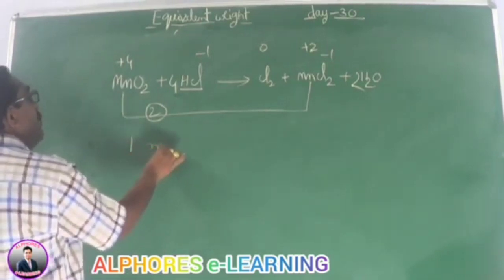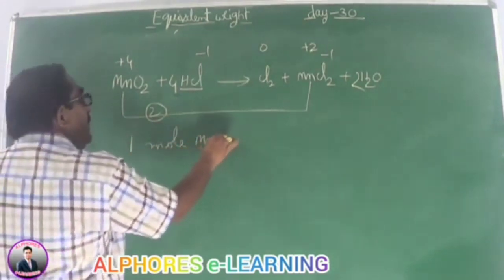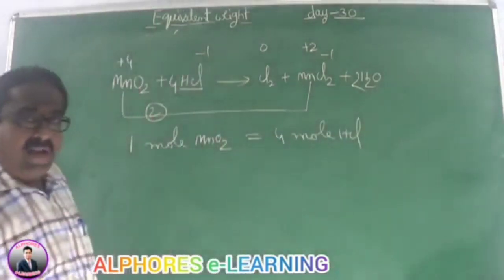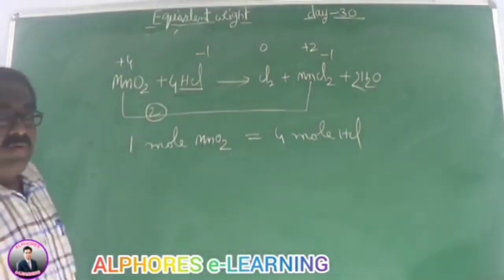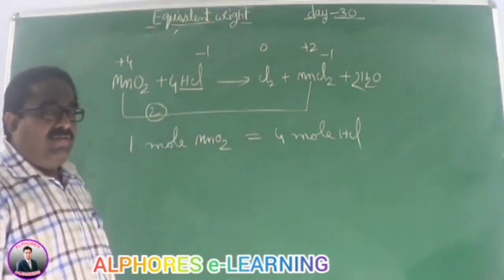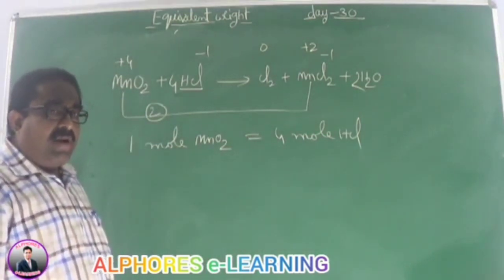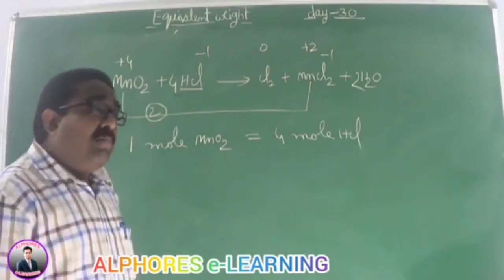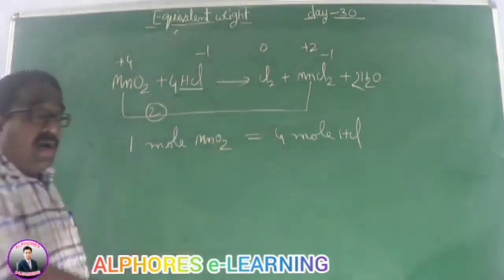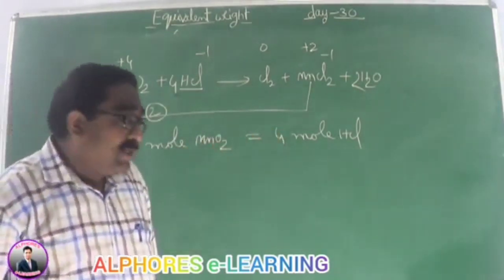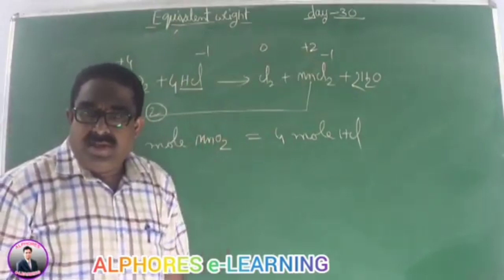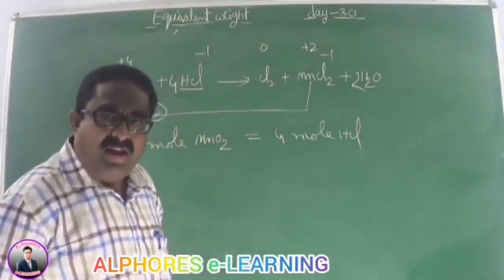Here I am writing 1 mole manganese dioxide is equal to 4 mole HCl as per the balanced equation. Now I am changing these moles into equivalents. How do you get equivalents? As per the principle of gram equivalence, number of equivalents of a substance is equal to number of moles multiplied by n factor. And not only that, the actual principle also we can apply here. Moles may be different, but equivalence should be the same.